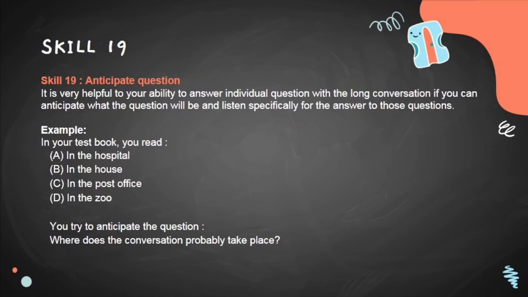Skill 19. Anticipate the questions. It is very helpful to your ability to answer individual questions with the long conversation if you can anticipate what the question will be and listen specifically for the answer to those questions.